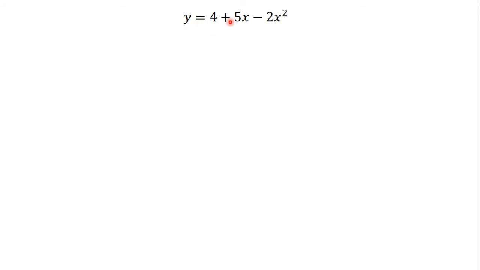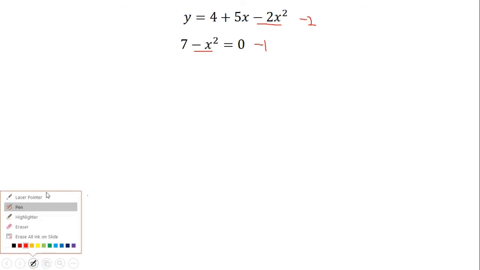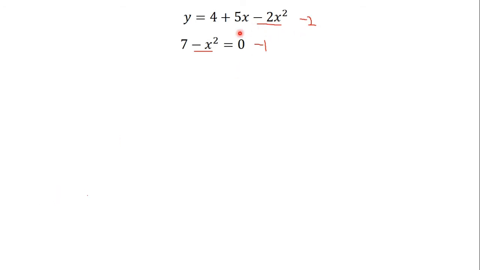The function is y is equal to 4 plus 5x minus 2x squared. The equation is 7 minus x squared. The quadratic term in the function is minus 2x squared. The quadratic term in the equation is minus x squared. From here, we can see that the coefficient of the quadratic term in the function is minus 2. So we have minus 2 here. And the coefficient of the quadratic term in the equation is minus 1. As we can clearly see, the coefficient of the quadratic term in the equation is different from the coefficient of the quadratic term in the function.